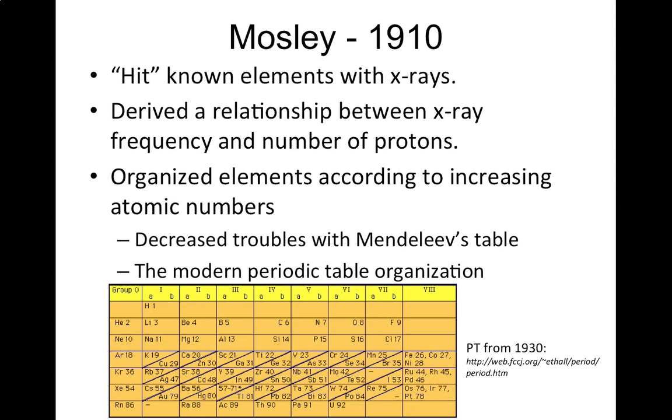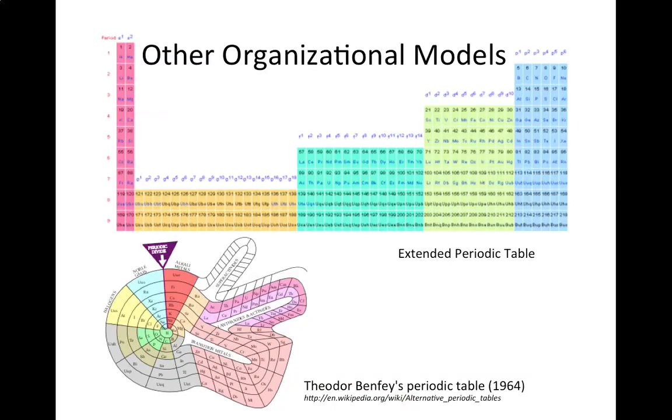There were some problems that they were trying to figure out. This helped with those. And it's the way that we organize our current modern periodic table. Even those elements that we're finding along the way, we're adding those on in atomic number.